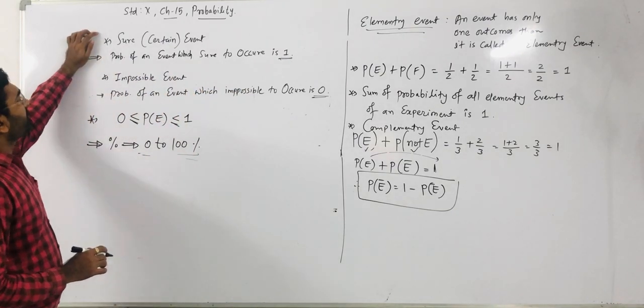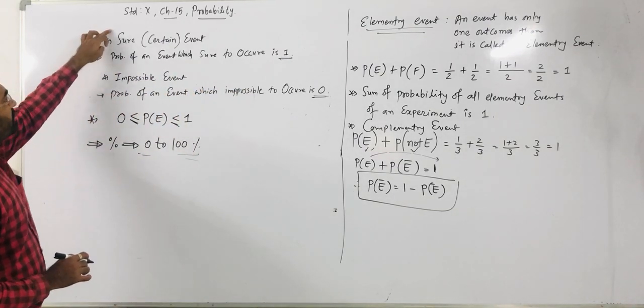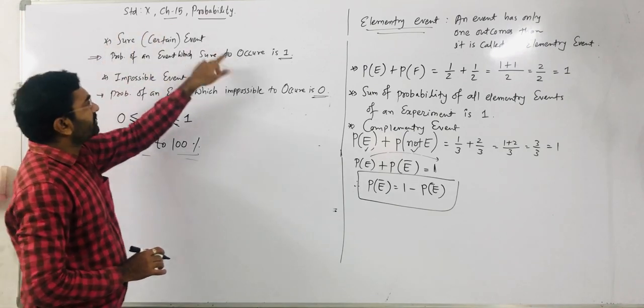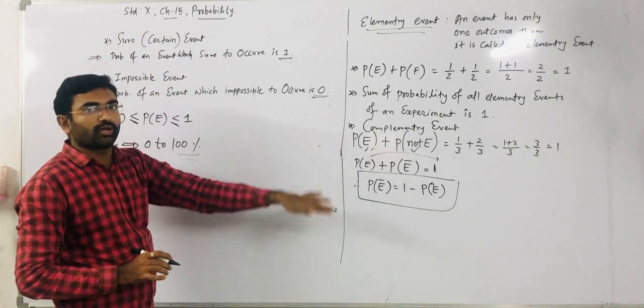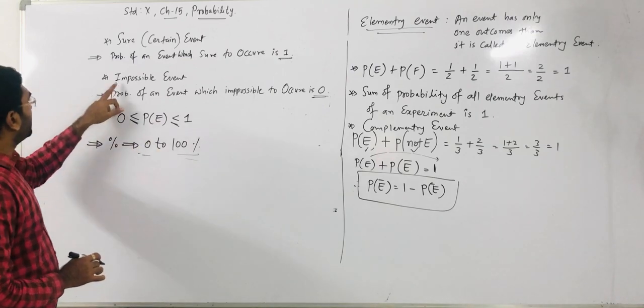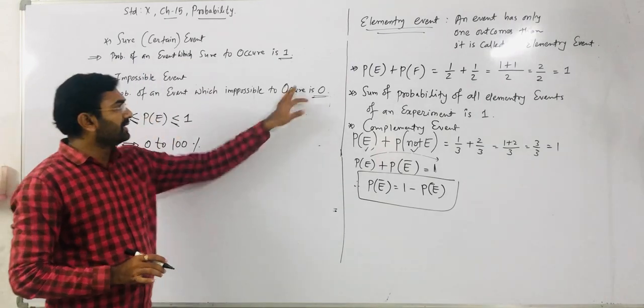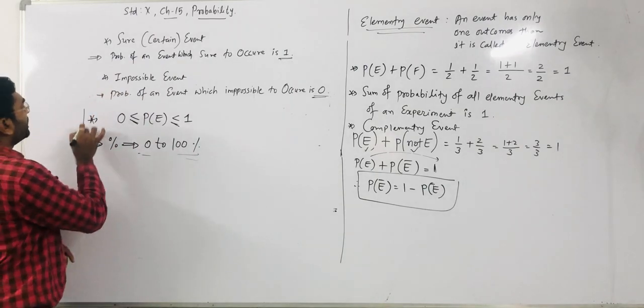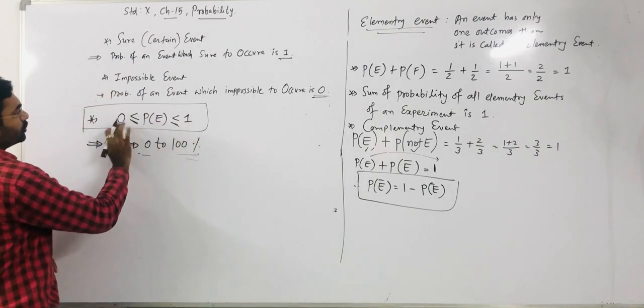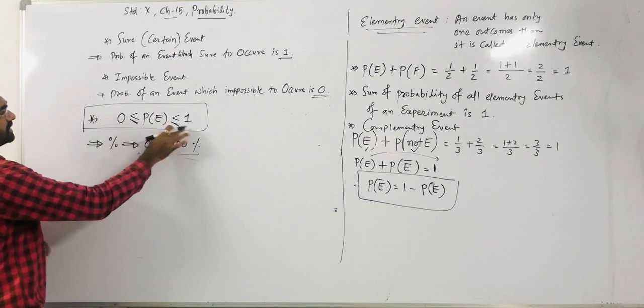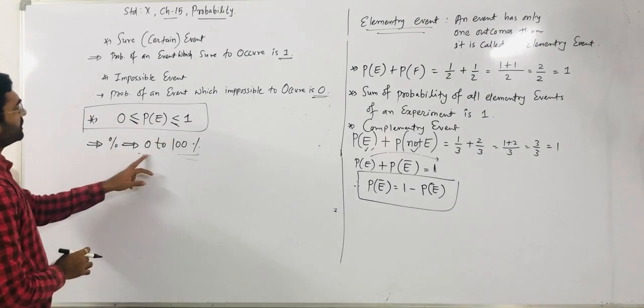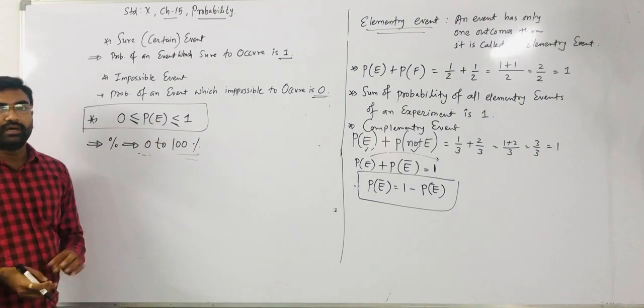Another event is a sure event and an impossible event. Sure event means the probability of an event which is sure to occur, it is sure only, then we can represent it by 1. And impossible event means the probability of an event which is impossible to occur is 0. And probability value always lies between 0 and 1, where 0 is included and 1 is included. In percentage, the probability is between 0 and 100%.